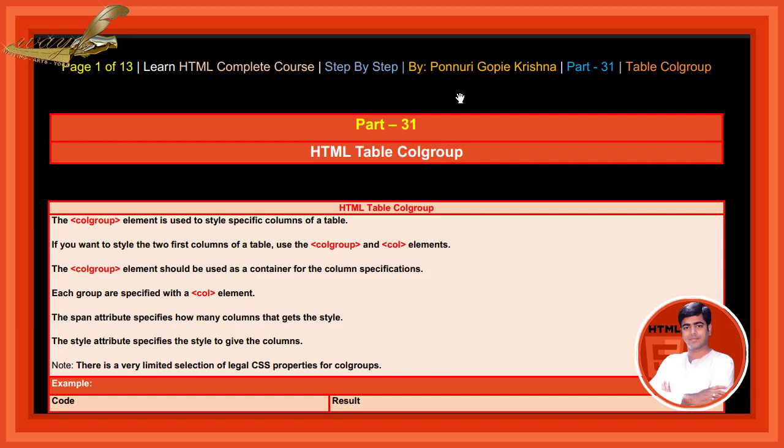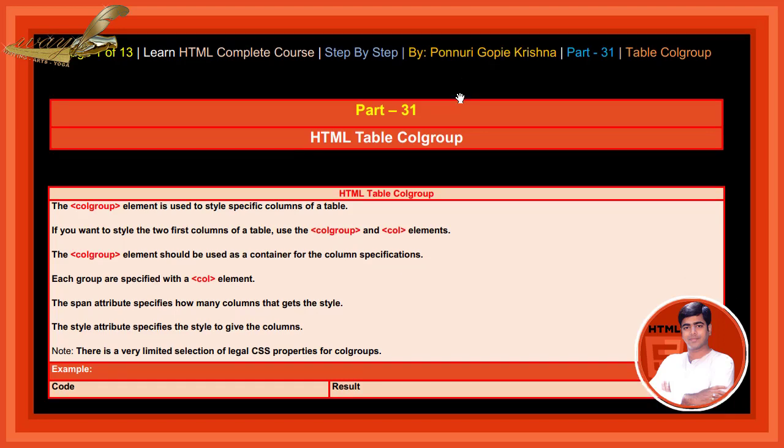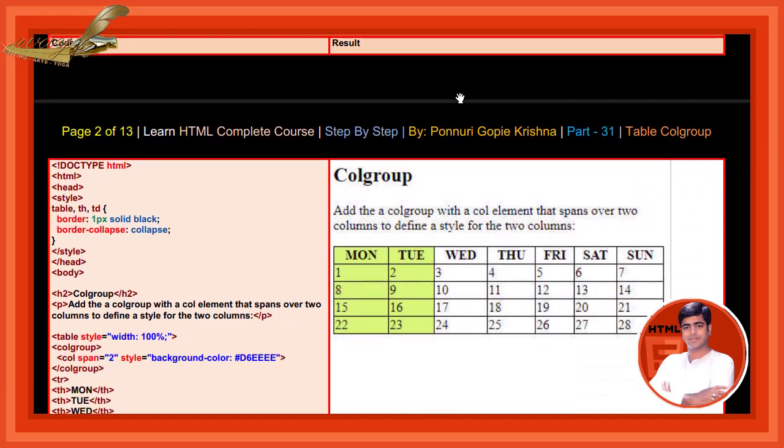The span attribute specifies how many columns get the style. The style attribute specifies the style to give the columns. Note, there is a very limited selection of legal CSS properties for colgroups. See the example and code.